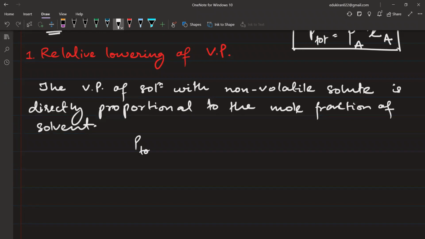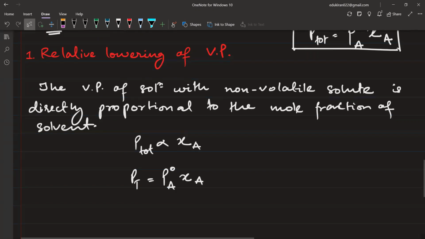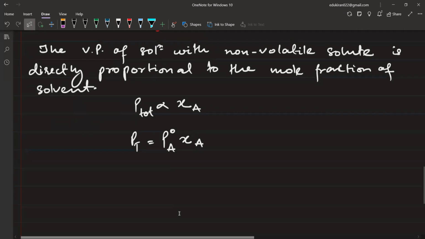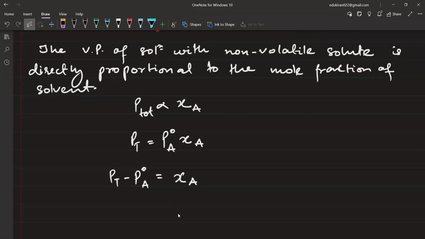So I can write the total pressure will be, not equal yet, directly proportional to chi A. This we can write as P total equals P naught A, the vapor pressure of A in pure form, multiplied by chi A. Now, P naught A is the vapor pressure before adding the solute. P total is the vapor pressure after adding the solid solute. So, Pt minus P naught A, this will be equal to chi A. Is that right, yes or no? Correct, guys? Yes, sir. Yes.